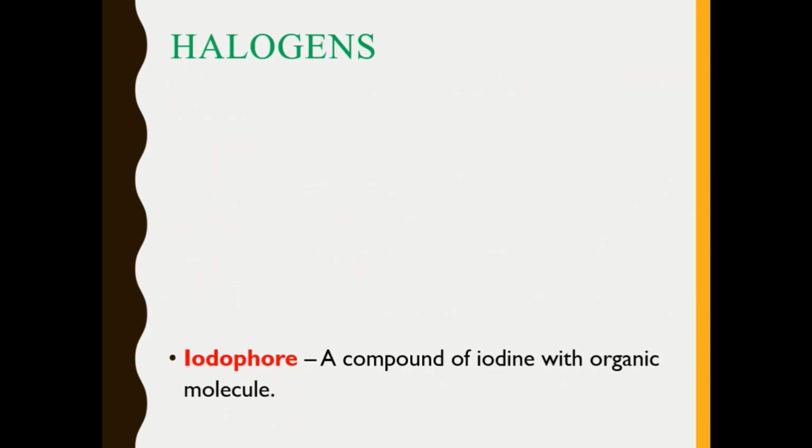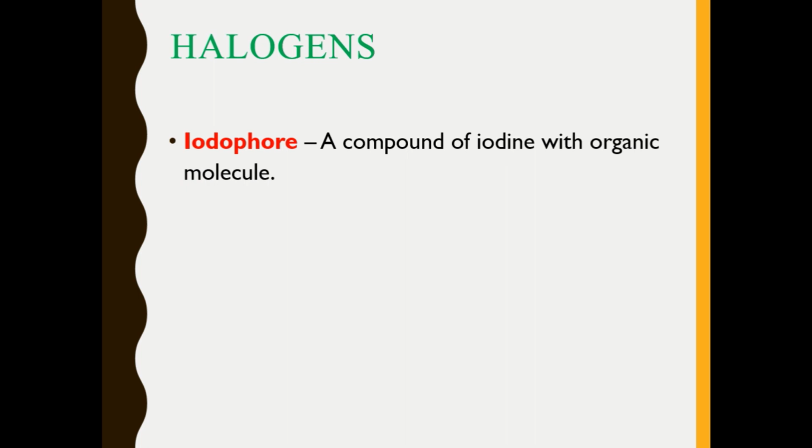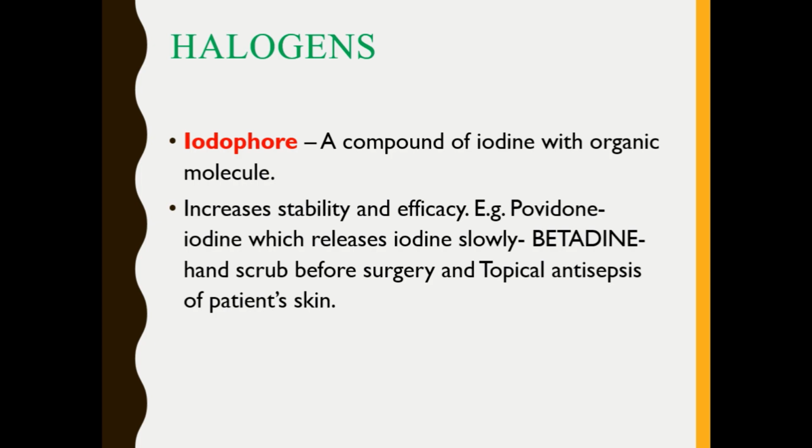In iodine there is one more form, that is the iodophores, which is a compound of iodine with an organic molecule. Why is it used? Because it increases the stability and efficacy. The most commonly used iodophore is povidone iodine, which is able to release the iodine slowly. That's why it can act for a longer period.